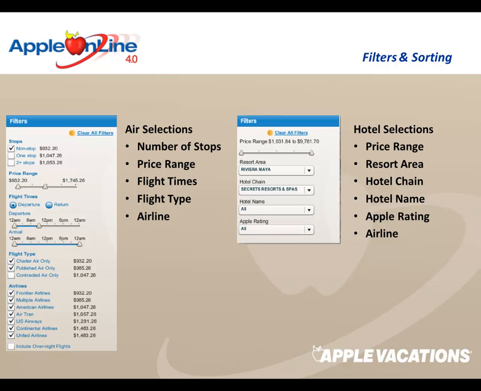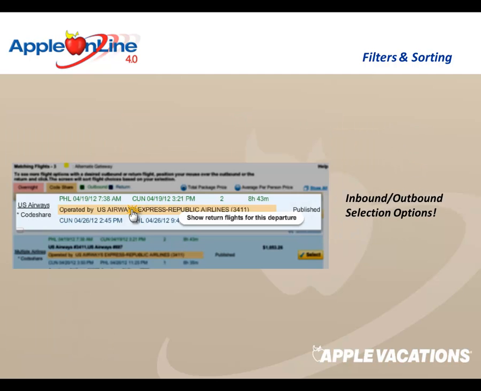Another amazing feature is the Inbound-Outbound Air Selection option. If you see an outbound flight you like but aren't too excited about the return flight, just click the outbound flight to return all possible inbound combinations. This is a huge advantage when working with scheduled air flights. And it works for the return as well.